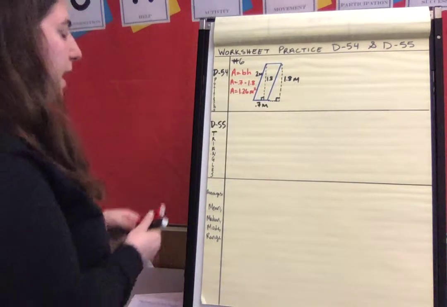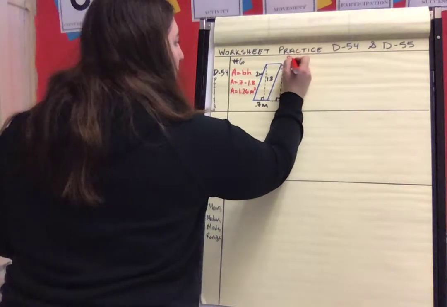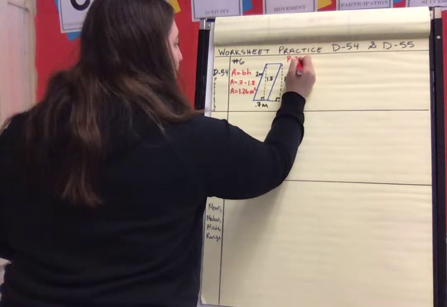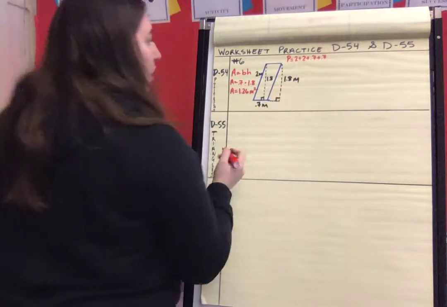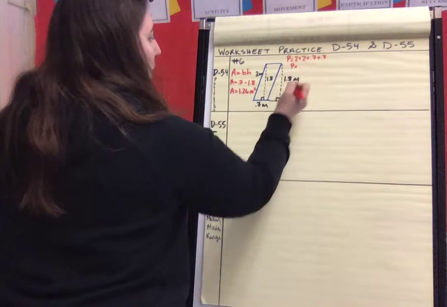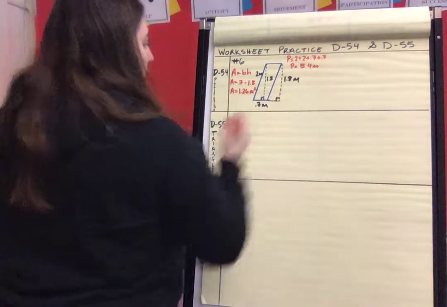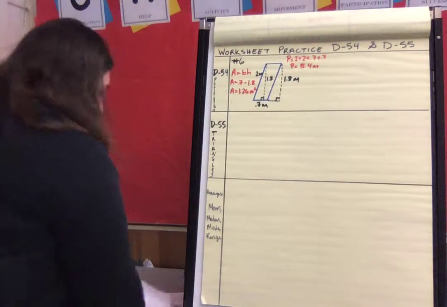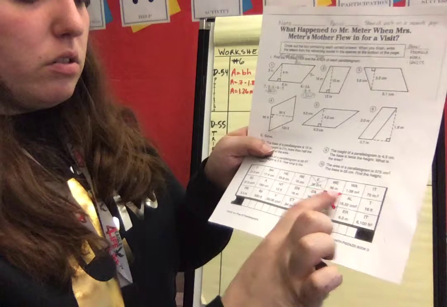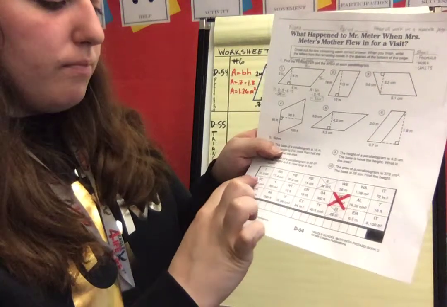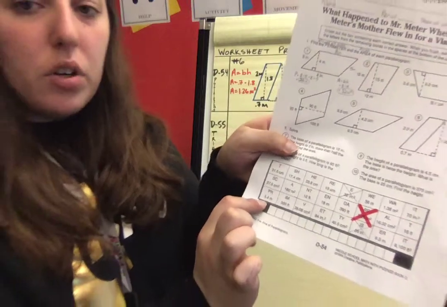So for my perimeter, I'm adding 2 plus 2 plus 0.7 plus 0.7. And my perimeter equals 5.4 meters. Now I'm going to look in this section for that answer. So I see that answer right over here in the corner has the letters PR. I'm going to cross that off.